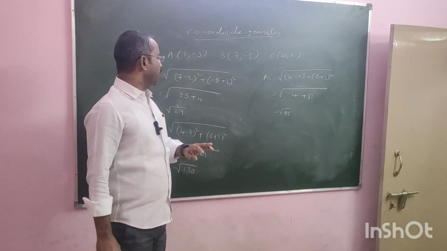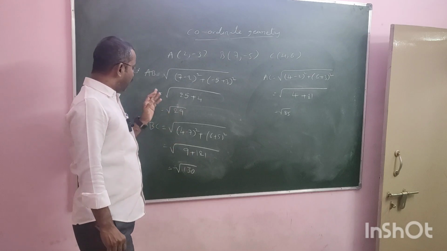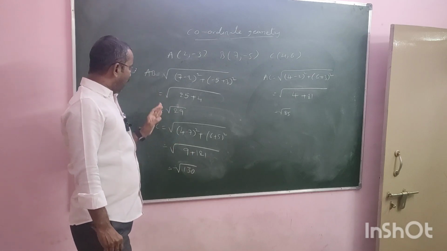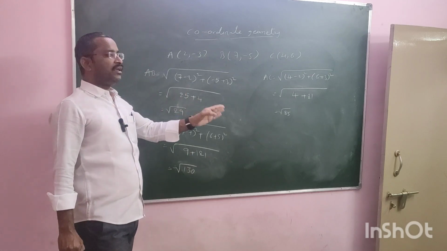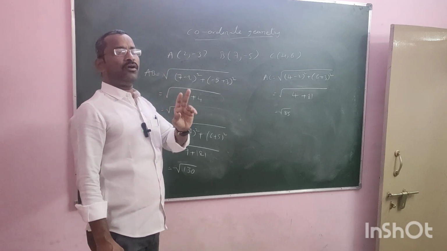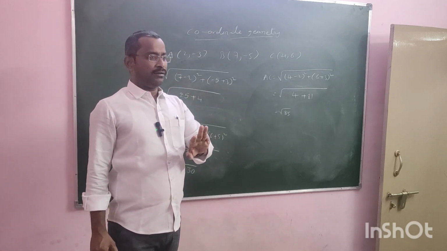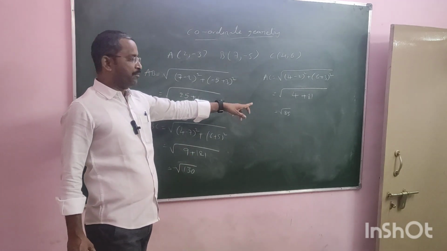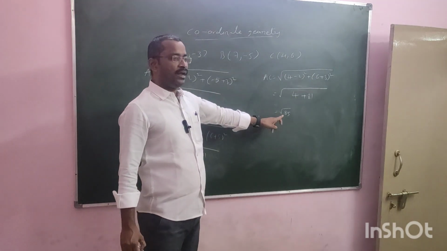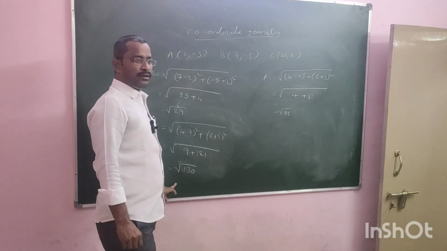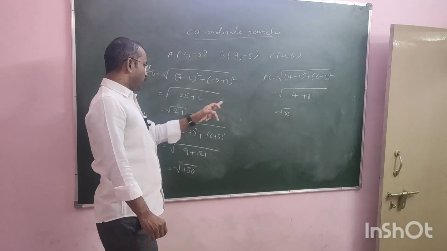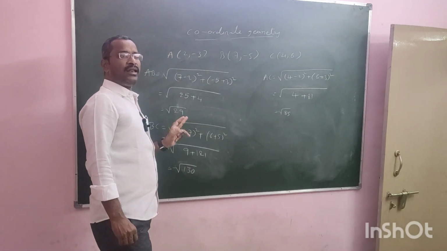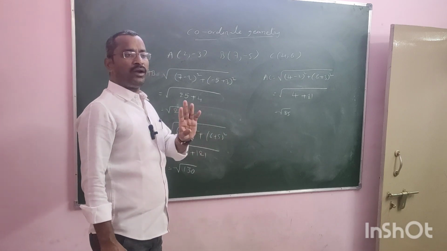Now you need to check whether any two of them add up to the third, not exactly AB plus BC. You can add AB plus BC, or BC plus CA, or AC plus AB. At least if you add two, you should get the third one. So root 29 plus root 130 you will not get root 185. Root 29 plus root 85 you will not get root 130. Root 130 plus root 185 you will not get root 85. Any two of them will not add up to the third one.